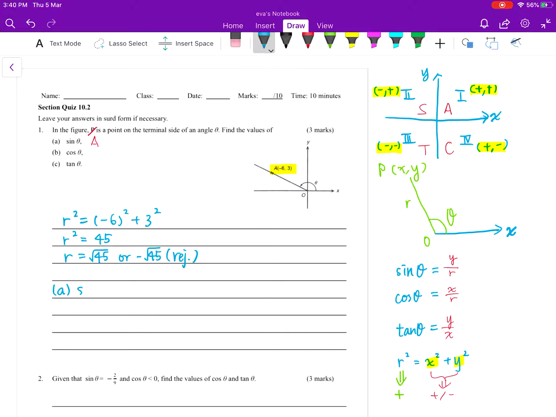Then we write down the value of sine theta. This is y over r, so it's 3 over square root 45. Cosine theta is x over r, so this is negative 6 over square root 45. And the last one, tangent theta, y over x. This is 3 over negative 6, which is negative 1 over 2. Each is worth 1 mark.